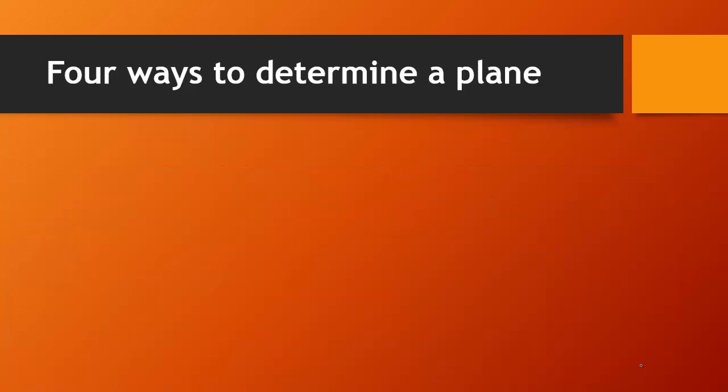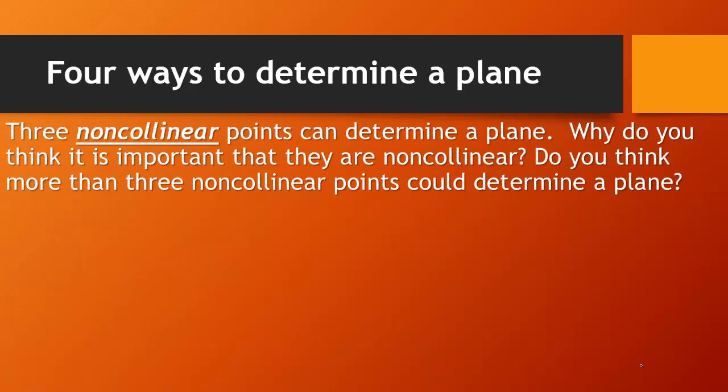All right, so now four ways to determine a plane. Three non-collinear points can determine a plane. Again, why is it important that they're non-collinear? Because if they were, then we would have infinite planes going through. Yes, we know that there are more than 3 points. We already went through this.